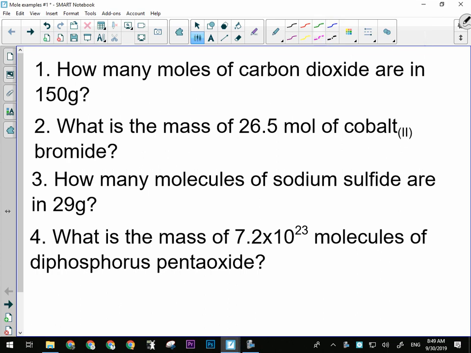All right, so we're going to go over these 4 examples today. And for all of you at home, I will be reteaching this again tomorrow.